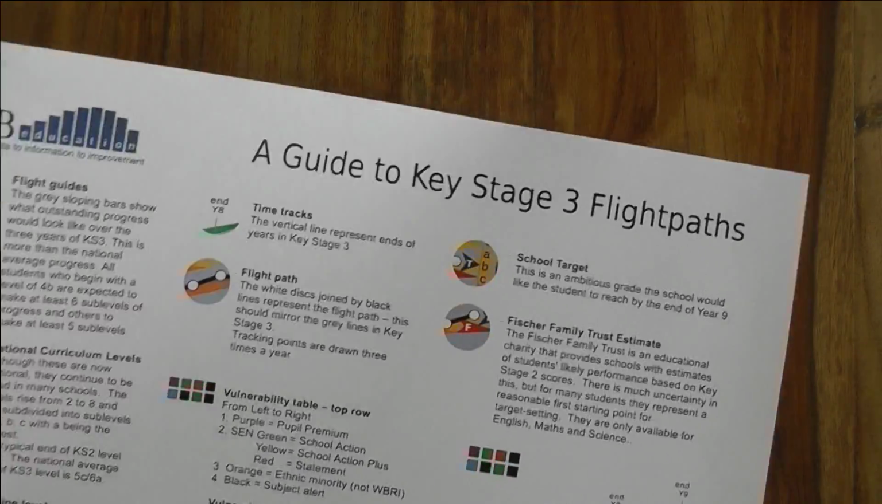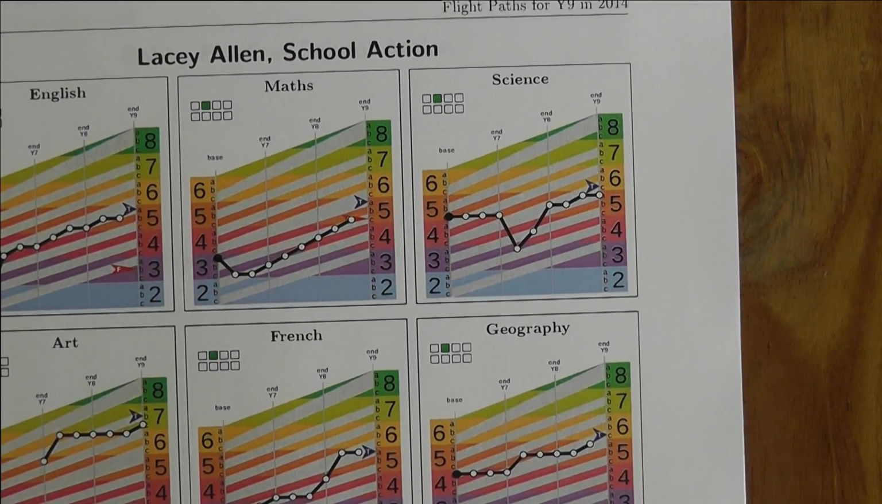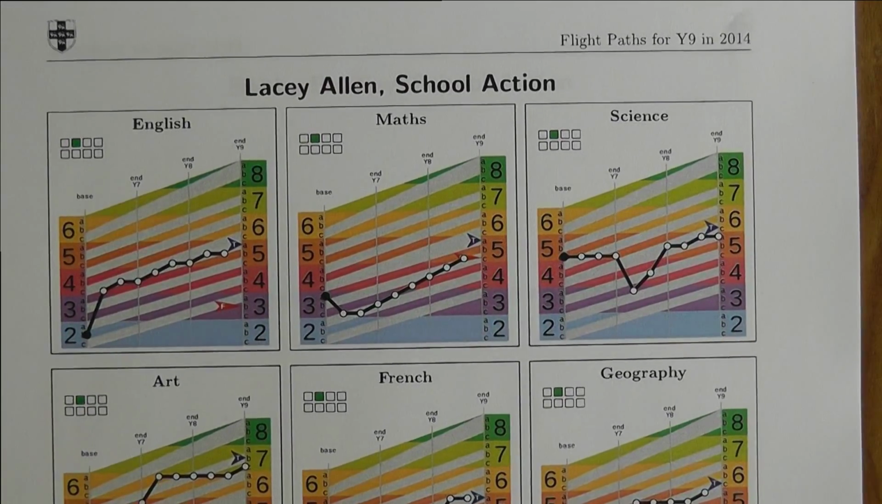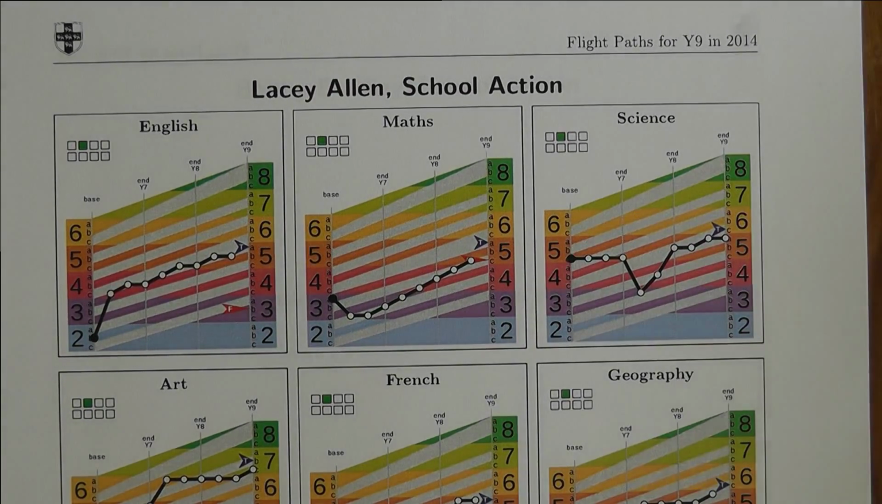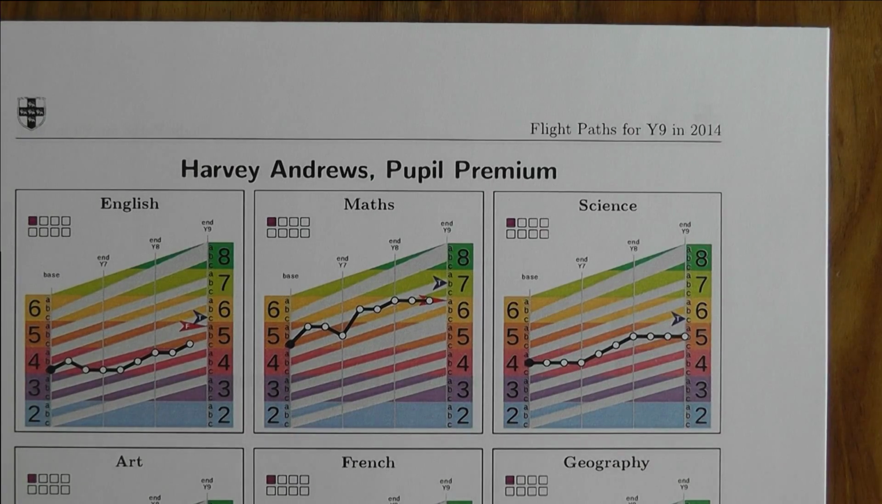It's important to keep track of how vulnerable students are doing, so for the Special Needs Coordinator, there are documents which bring together the flight paths of all the School Action students, the School Action Plus students, the Statemented students, and the Pupil Premium students.